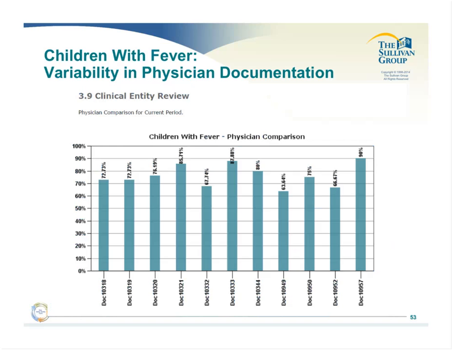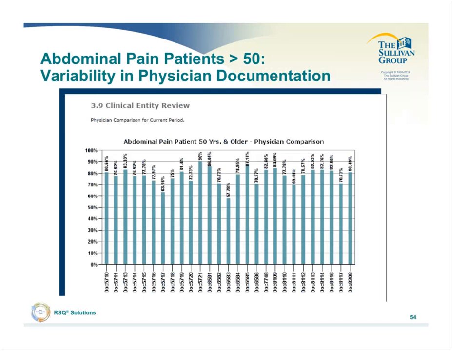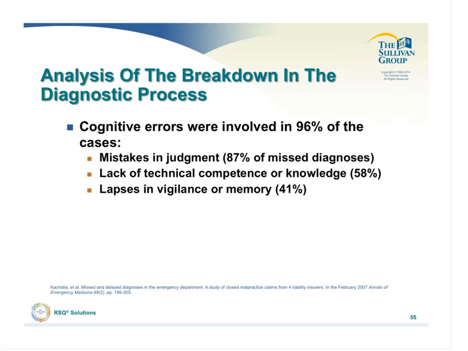Here's an emergency. Here's the same information. A bunch of docs in an emergency department. We've got somebody at 86% compliance and somebody at 63%. Variability has got to go. There's another high-risk area. Abdominal pain. Patients over 50 is one of our highest risk patient groups. Here's another huge emergency department, lots of board-certified emergency physicians, and look at that variability. That is something we need to make go away.